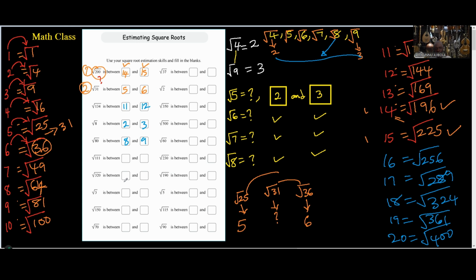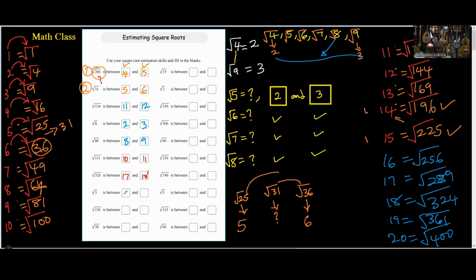111 is what? 10 and 11. Very good. 10 and 11. Now, 320, where should it be? 320 should be, say it. You are right. 17 and 18. Aha, 17 and 18 because that is 289 and 324.